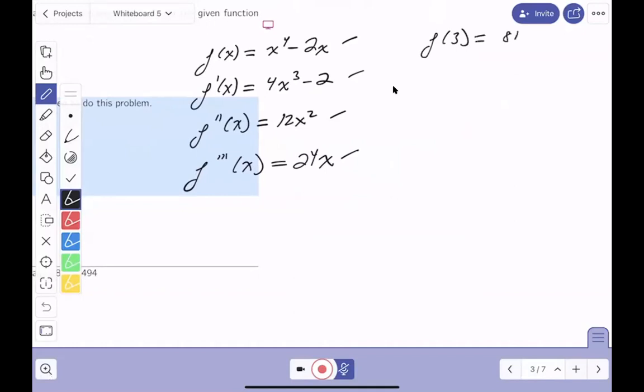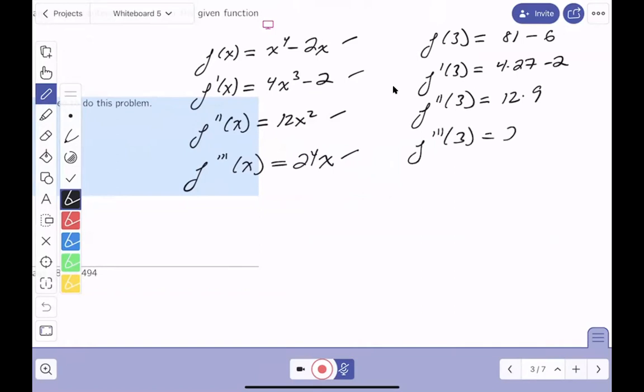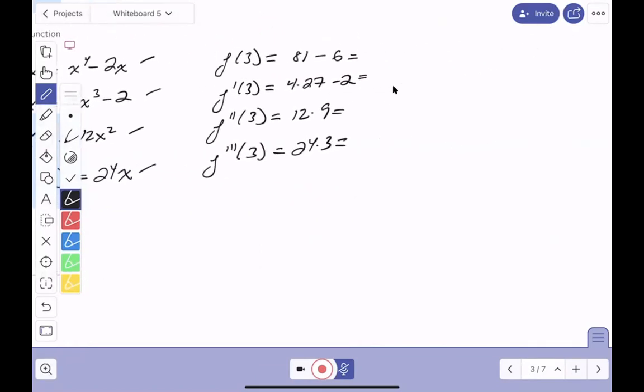So it's going to be 81 minus 6. I'll do that later. This one's going to be 4 times 27 minus 2. Again, I'll do that later. This can be 12 times 9. Again, I'm going to do that later. It's going to be 24 times 3. Well, I got to do those. This is going to be 75.